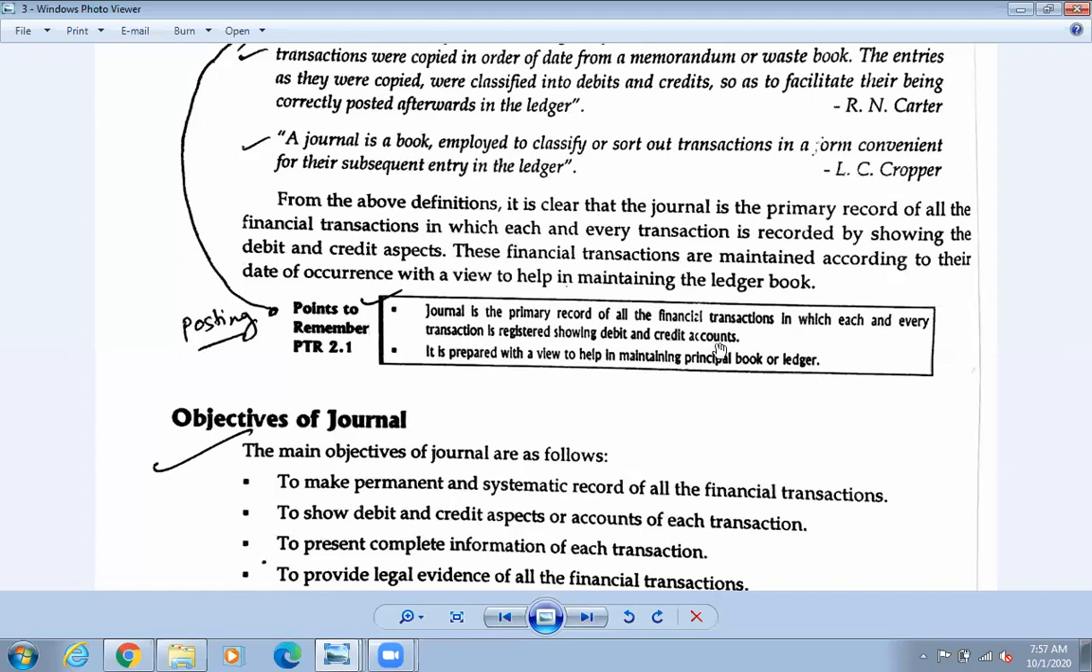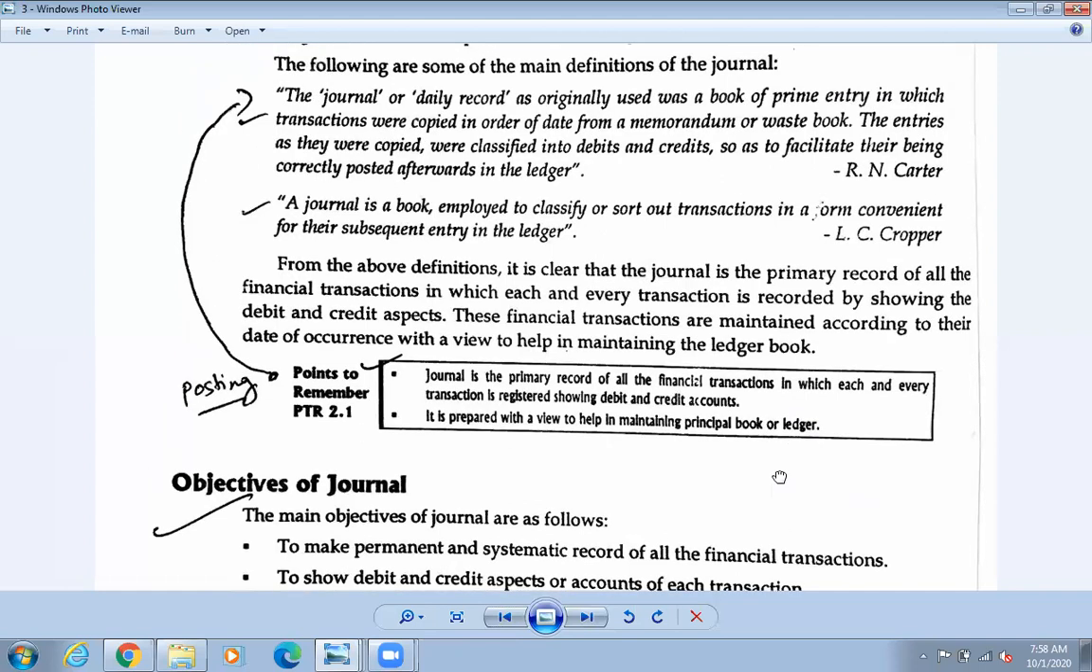Okay, so when you are going to purchase something, you record it in a book, so that is called a journal entry. It is prepared with a view to help in maintaining the principal book or ledger. It also helps to make the principal book or the ledger. Okay, so ledger is a book. After journal entries, the ledger is made.